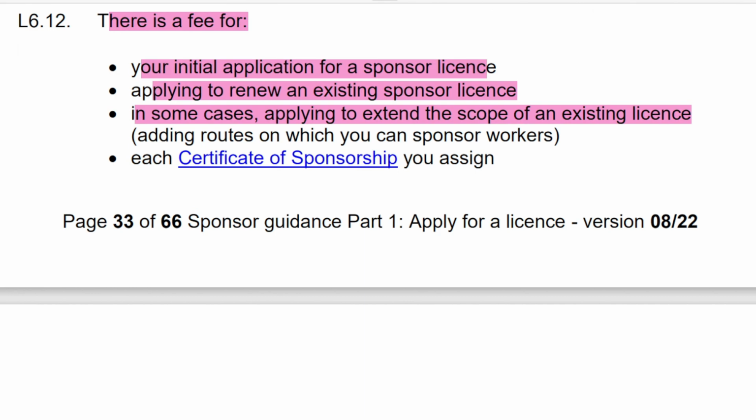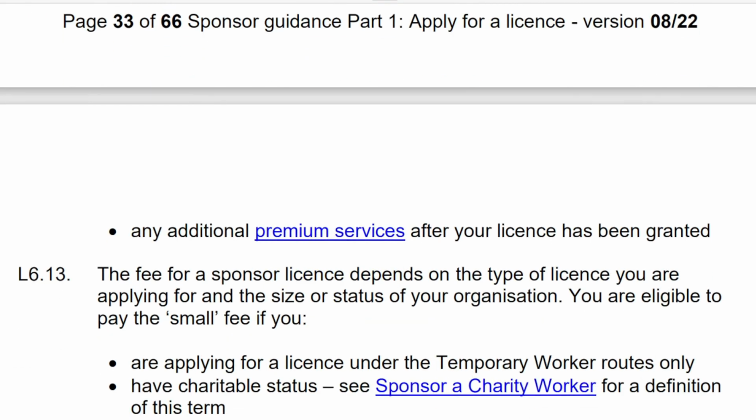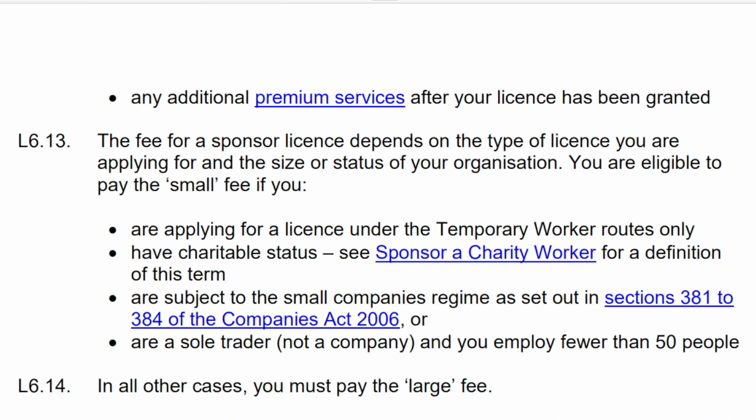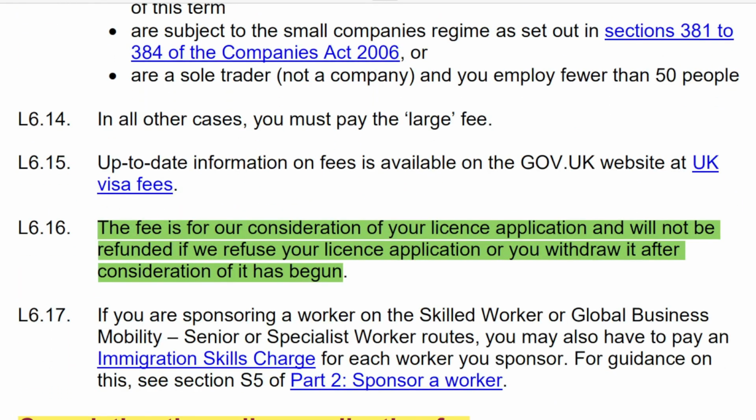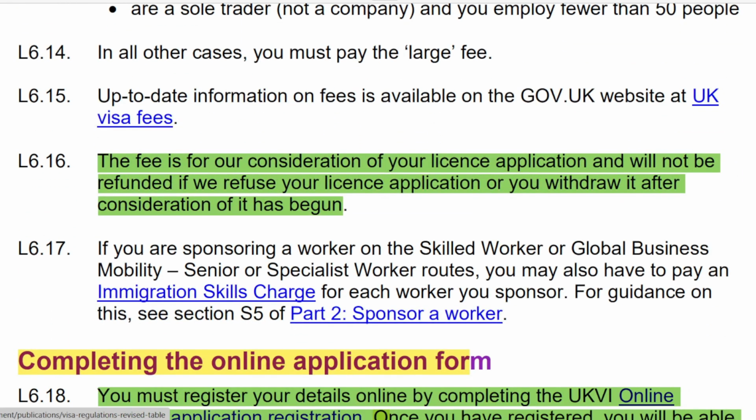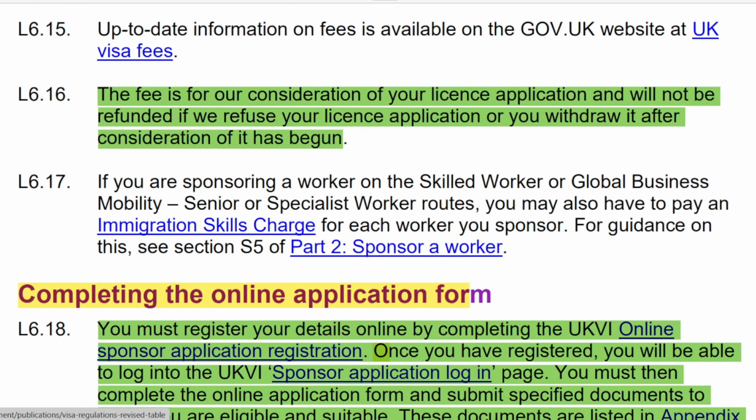Each certificate of sponsorship you assign, you need to pay fees for every person. There is an additional premium service after your license has been granted. The premium service is that the Home Office will send you an email, and you can pay the fees and use the premium service.